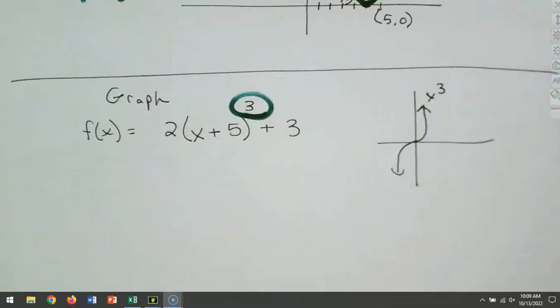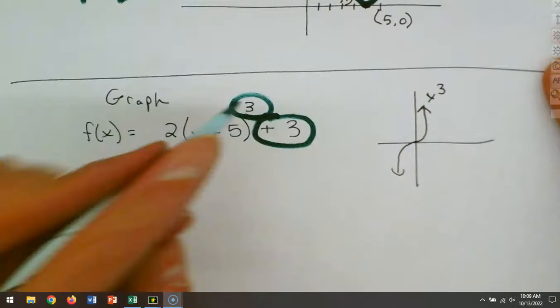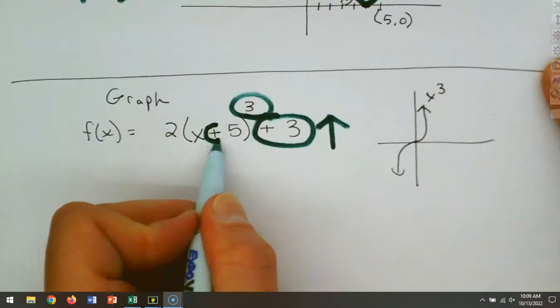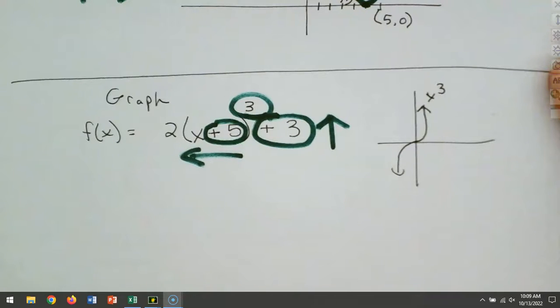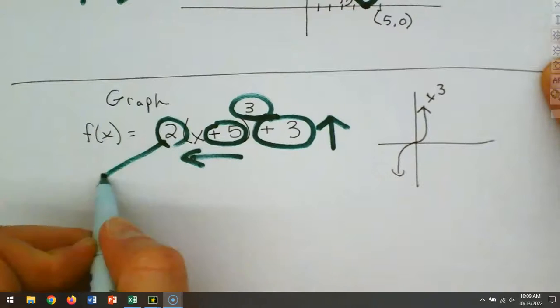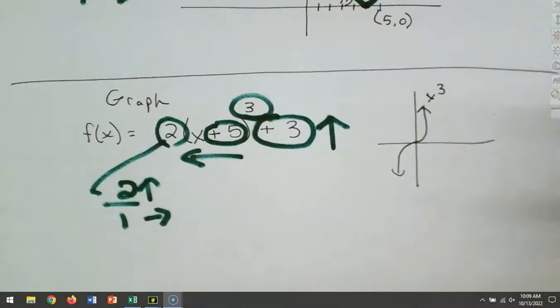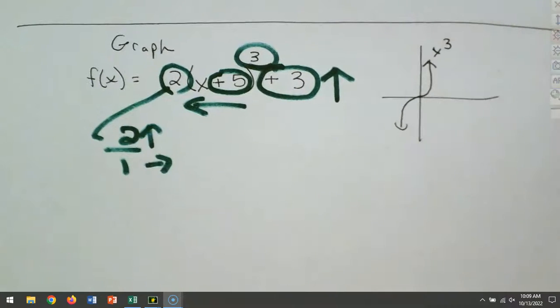Now we start with our translations. The 3 is on the end, so that is positive, so that 3 on the end is going to make it move up 3. The 5 is inside the operation here, and it's positive, so that's going to force it back 5. And then what about the 2? 2 over 1. Up 2 and over 1. So we've got our translations labeled.